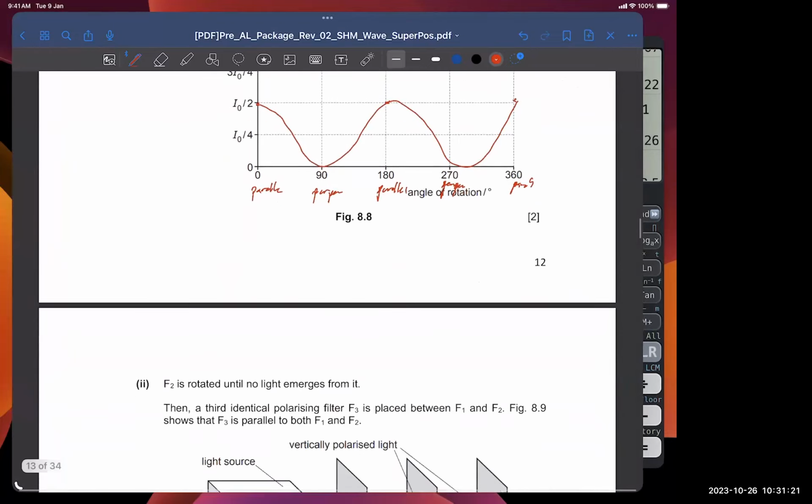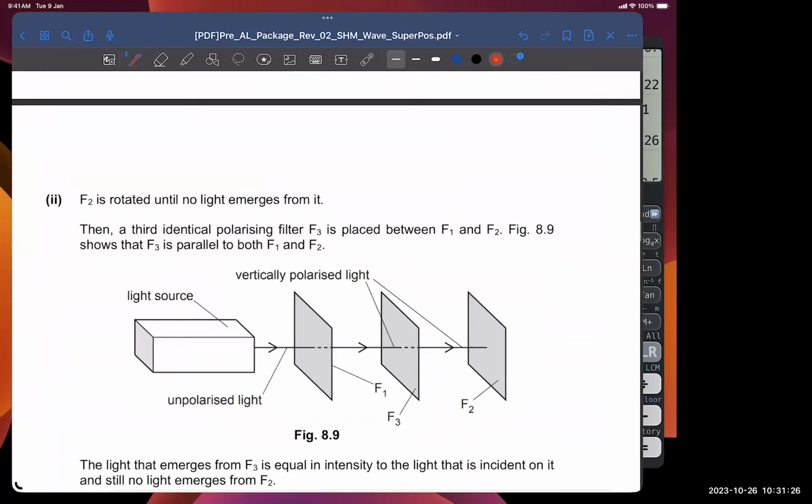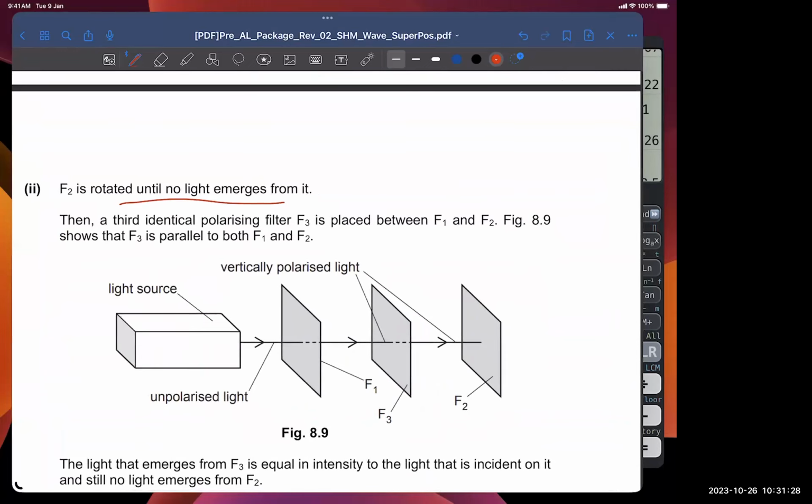Next, F2 is rotated until no light emerges from it. So no light emerges from it. I know that. So again, I draw in my wave. This is at first like that. Polarization is like this. What comes out from this one is like that. Then now I go, this is like this. So what comes out from here, nothing.